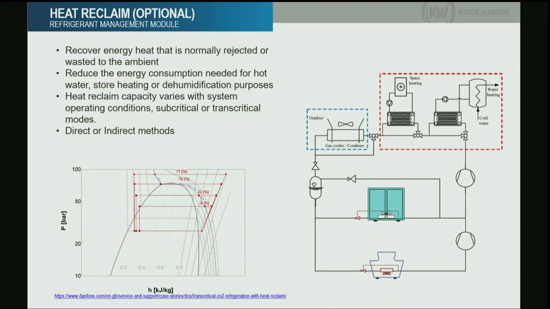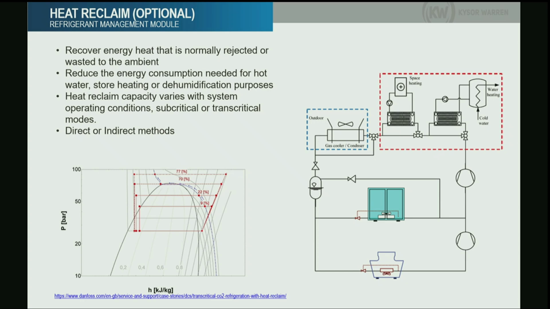Heat reclaim. Heat reclaim is a topic that a lot of people talk about, and they say, oh, you can get a lot of heat from CO2 systems. Yes, you can, when you are in high ambient conditions. The problem is that you need the heat when you are in low ambient conditions. So in low ambient conditions, because your system operates below the critical point, you have subcritical conditions, which is very similar to what you get with HFCs.